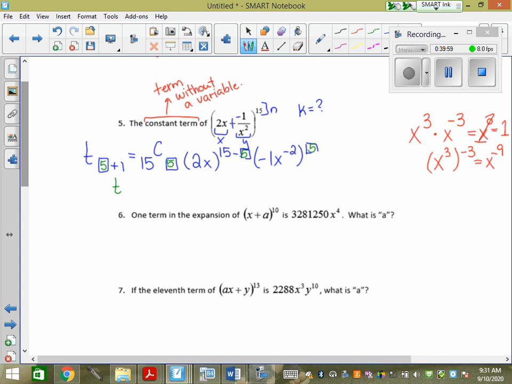So I'm actually finding term 6. What's 15C5? Megan? 3,000. Then 15 minus 5 is actually a 10. And what do I have to remember to do with that 10?